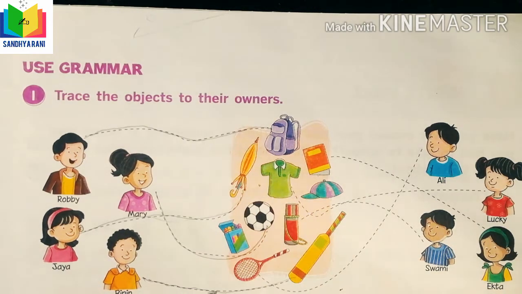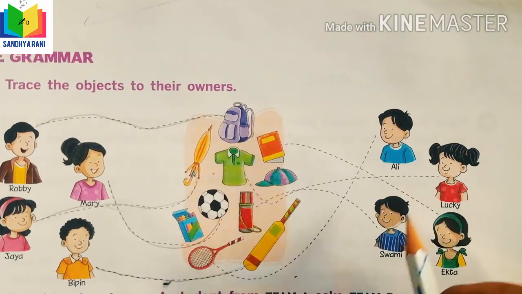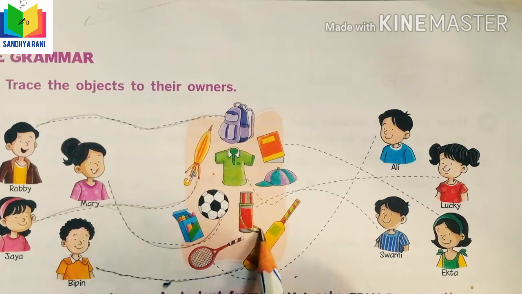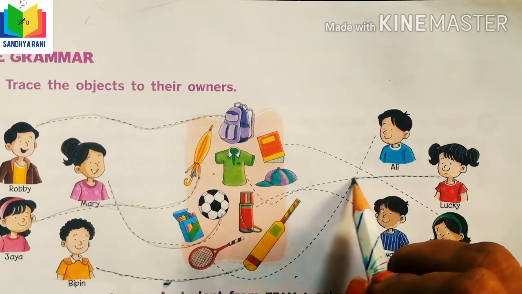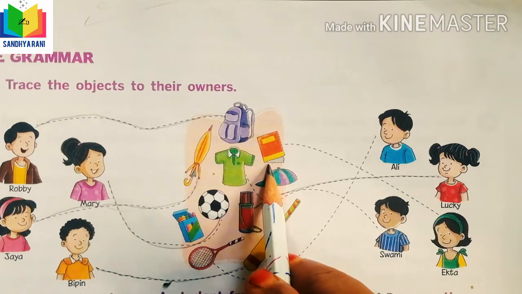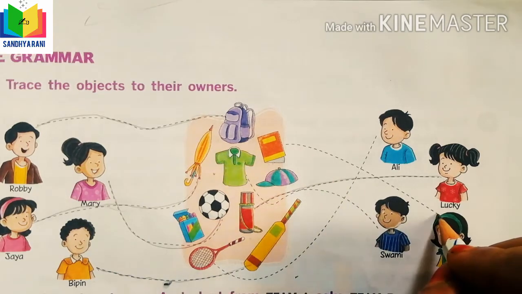So this side we have completed, and let us see the second side. See here, Lucky. What is this? Water bottle. Whose water bottle is this? This is Lucky's water bottle. So we have to trace here. And next, Ekta. What is this? Book. Whose book is this? This is Ekta's book.